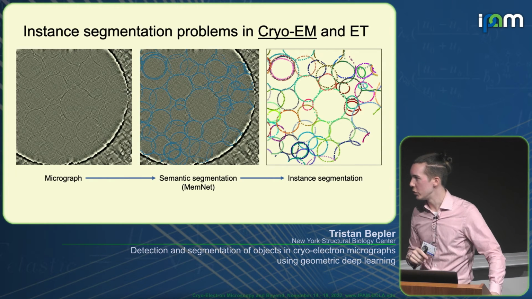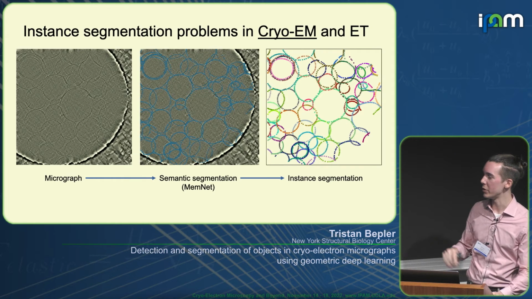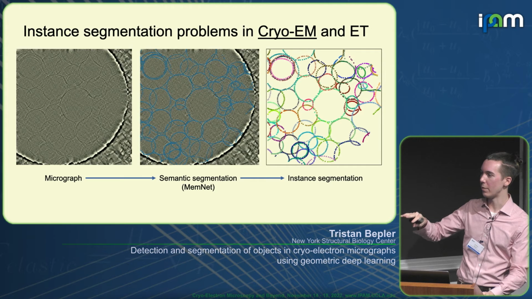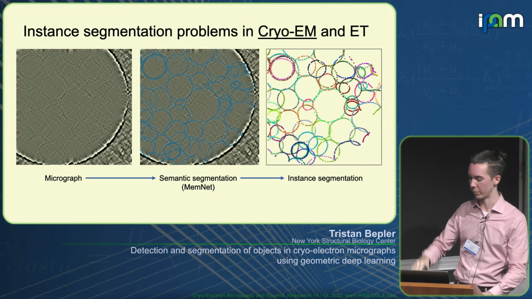I already told you about what semantic segmentation and instance segmentation are, so I won't belabor the point. The problem here is we have a micrograph, and we want to do some sort of annotation of where membranes are, but what we really want to know are the individual contiguous membranes in this micrograph.